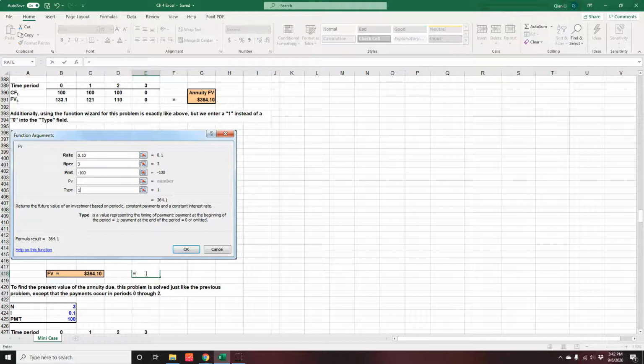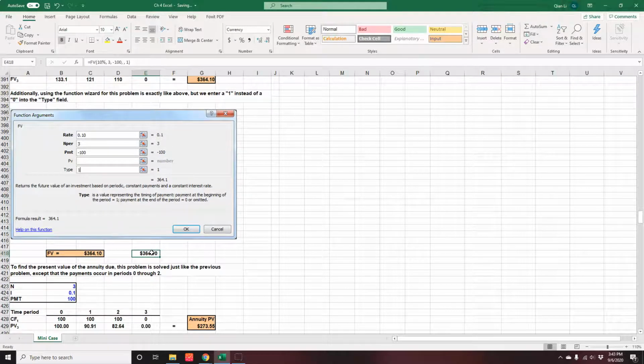And if you want to do this directly, future value, and to save some time, I just input the numbers directly: 10%, 3, and negative 100, and 0 is the present value, so I'm skipping that, and now I'm just typing a 1 as the type, the last variable, and that's it. Again, for the ordinary annuity, I don't even need to input the value for type. You see the difference between the future value of annuity due and ordinary annuity.